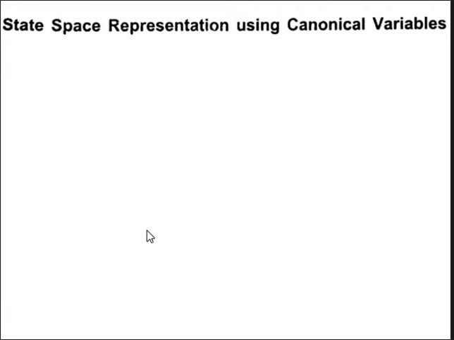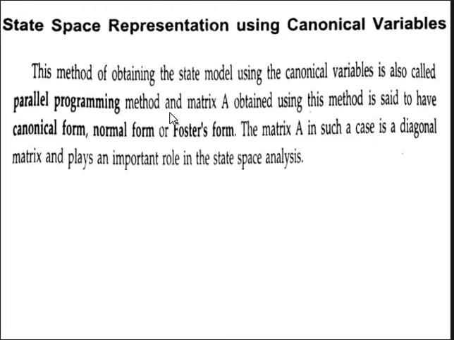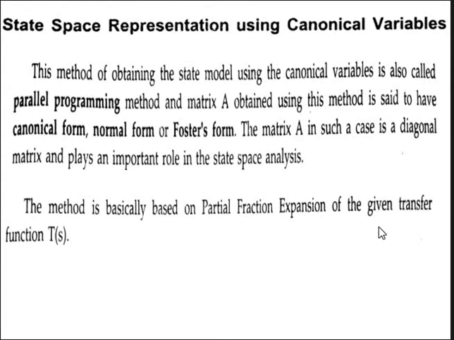Dear students, in this video I explain state space representation using canonical variable. This method is also called the parallel programming method, and the matrix A obtained from this method is called the canonical form or normal form or diagonal form. This method is basically based on the partial fraction expansion.